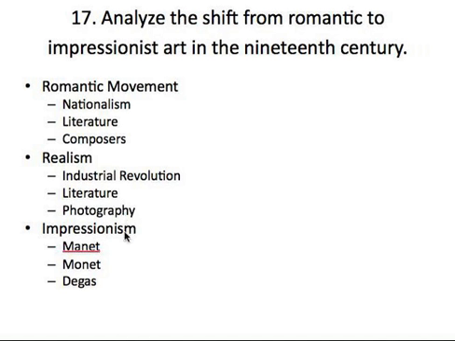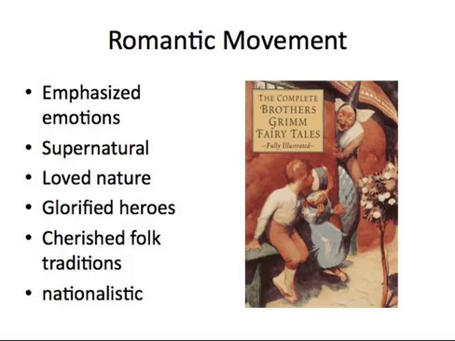And then photography leads us into Impressionism, and the three Impressionist painters we're going to talk about today are Manet, Monet, and Degas. The Romantic movement. What you have to understand about Romanticism is that it emphasizes emotions. It loves the supernatural. They're very, very in love with nature. They glorify the individual heroes, and they cherished folk traditions, and they're also very nationalistic.